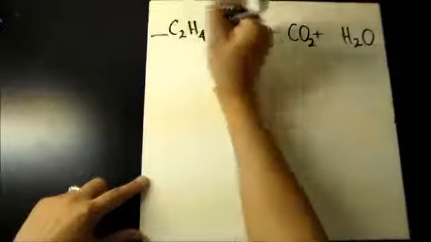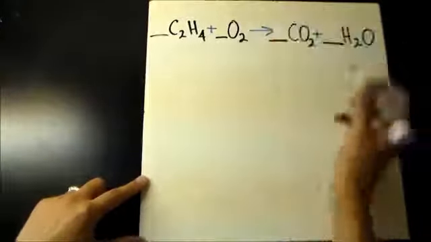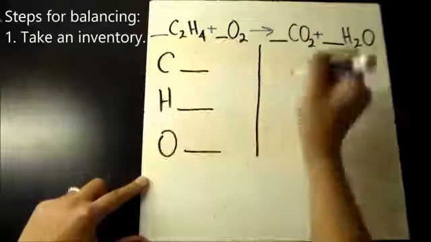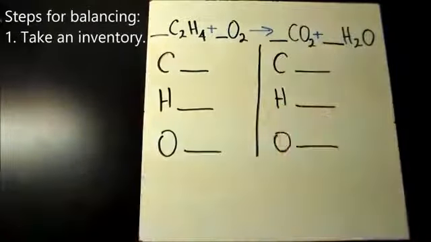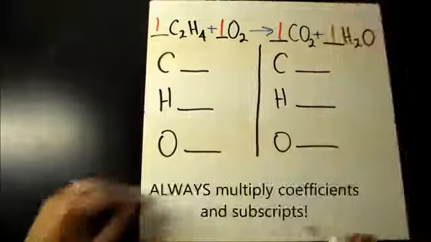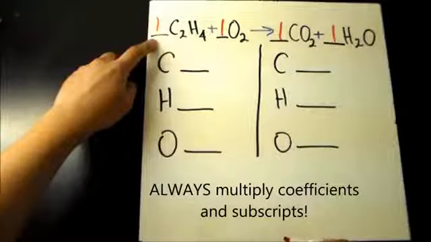Draw a line before each compound. This is where coefficients will be added. Underneath the reaction arrow, draw a vertical line to separate the reactants from the products. The first step is to take an inventory of all the elements on either side. Now, a coefficient of 1 is never written, but it is always implied. Remember, always multiply coefficients and subscripts.